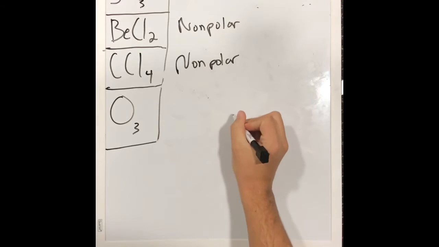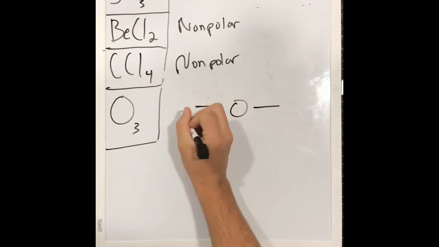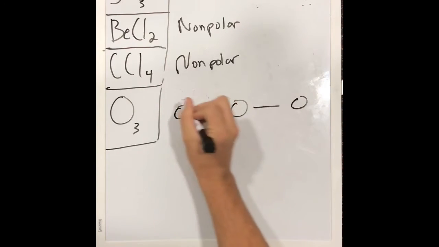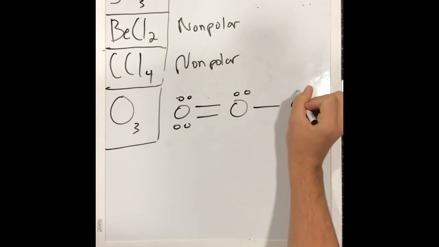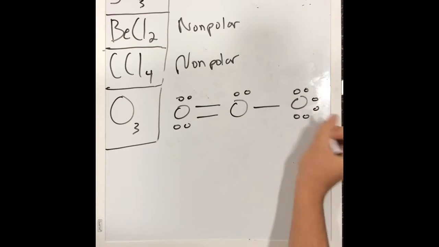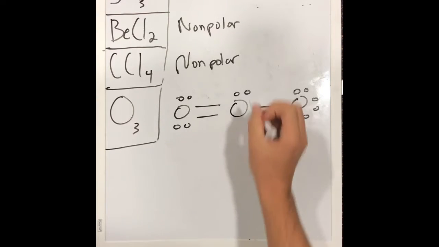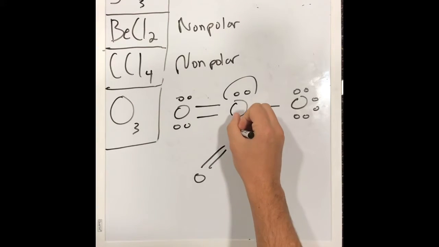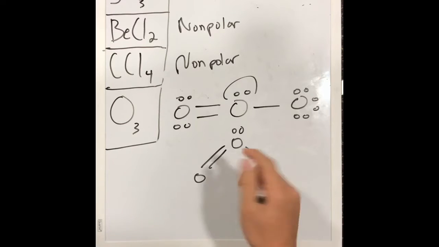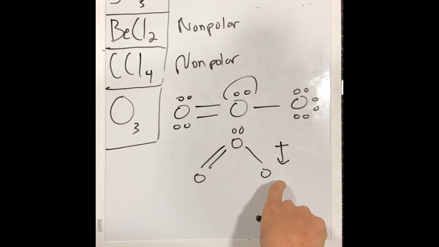Okay, so our next molecule is O3. And I already have the Lewis structure drawn. So, let me get that down real quick. And looking at this, we have a bent geometry because we have this lone pair. So the molecule actually looks something like this. And from this, we can gain that this has a net molecular dipole going down. So this molecule is actually polar.